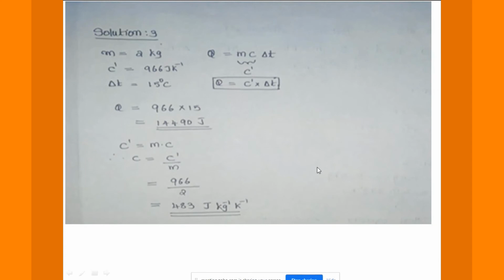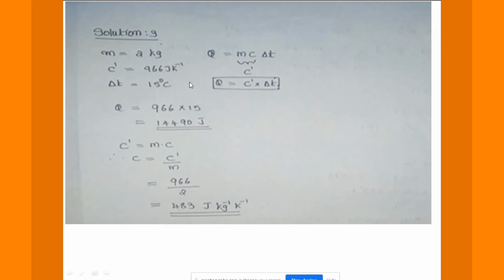Now we are going to discuss question number 3. The question is, a piece of iron of mass 2 kg has a heat capacity of 966 joule per Kelvin, and you are asked to find out the heat energy needed to warm it by 15 degrees Celsius. And in the second part, they are asking its specific heat capacity in SI unit. That's all.